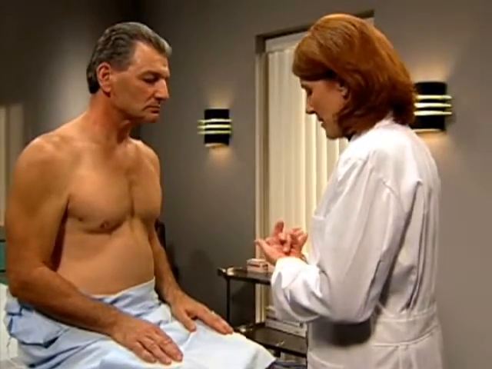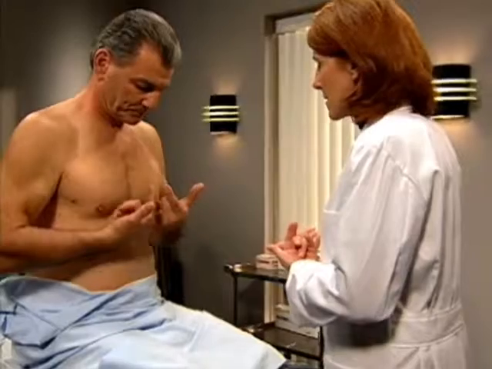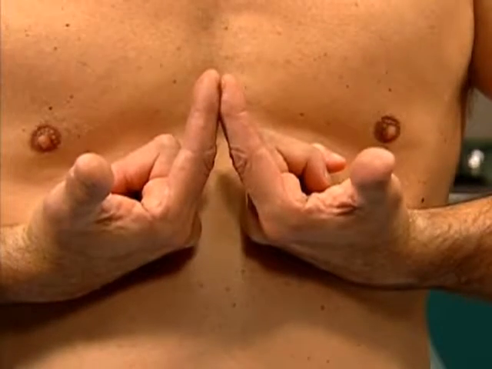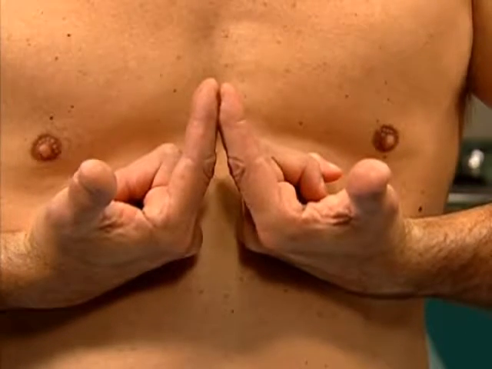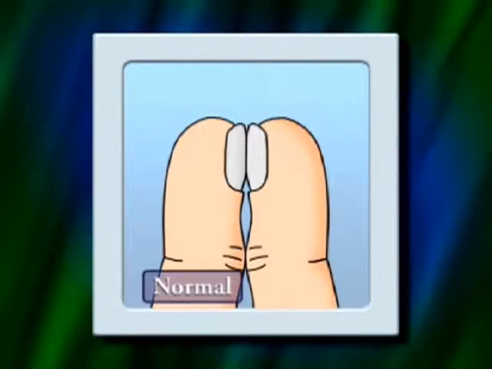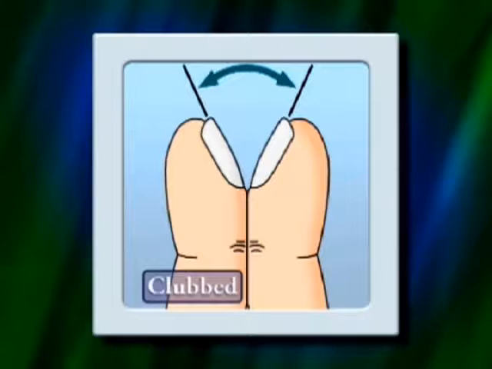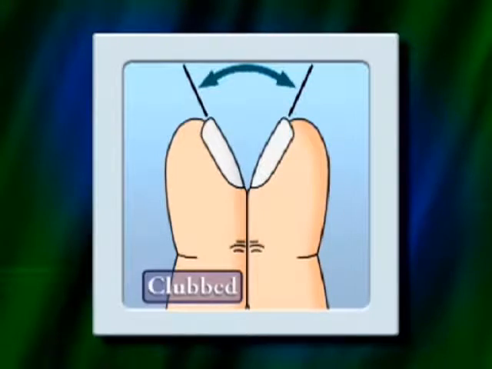I'd like you to put your nail beds together like this for me, please. To complete inspection, check the patient's fingers with the Shamroth technique. The fingers should be normal. If you see clubbing, suspect a cardiopulmonary disorder.